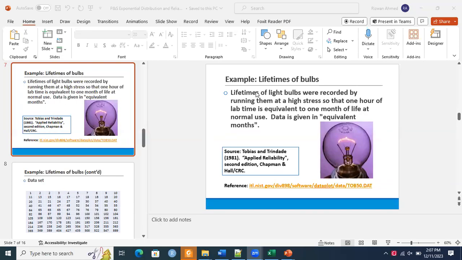Here is an example of lifetimes of bulbs. The lifetimes of light bulbs were recorded by running them at a high stress so that 1 hour of lab time is equivalent to 1 month of life at normal use. It's a kind of a specialized experiment. We got the data from this experiment.